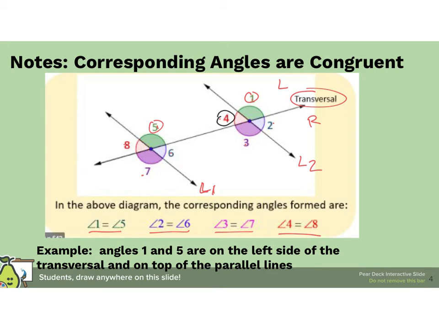4 and 8 are also corresponding. So they're both on the left of the transversal and they're on the left of the parallel lines, or the bottom, depending on how you're looking at it. Then you've got 2 and 6. So these are on the right side now. We're on the right side of this transversal, and they're to the right of the parallel lines. And then 3 and 7 are on the right side of the transversal, and they're on the left side of the parallel lines. It's hard to explain, but it's easier to see it. So those are corresponding.